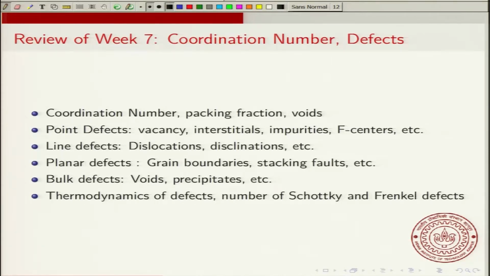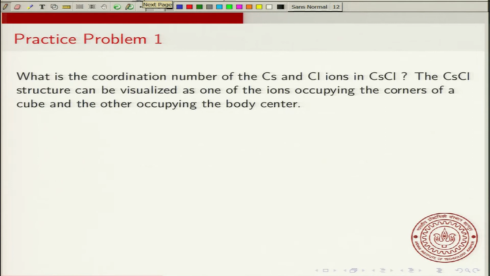I will do a few problems, fairly straightforward problems. The first problem asks you what is the coordination number of cesium and chloride ions in CsCl, and it is said that the CsCl structure can be visualized as one of the ions occupying the corners of a cube and the other occupying the body center. So, the cesium chloride structure I will just write.